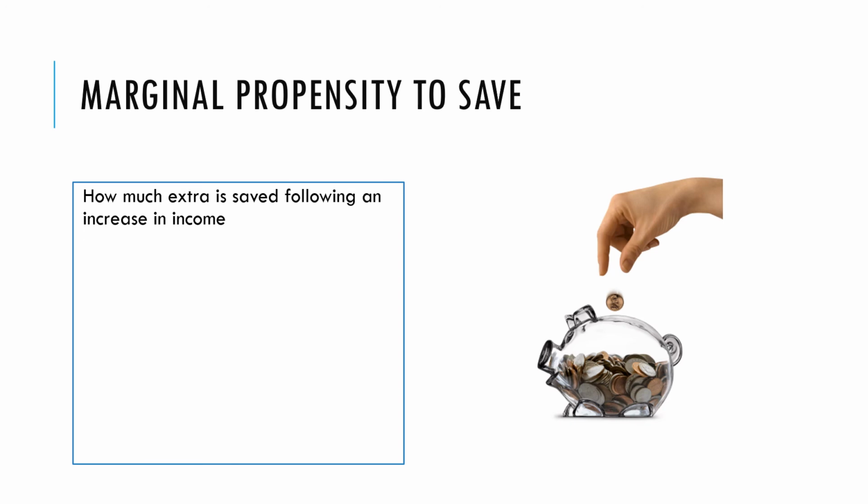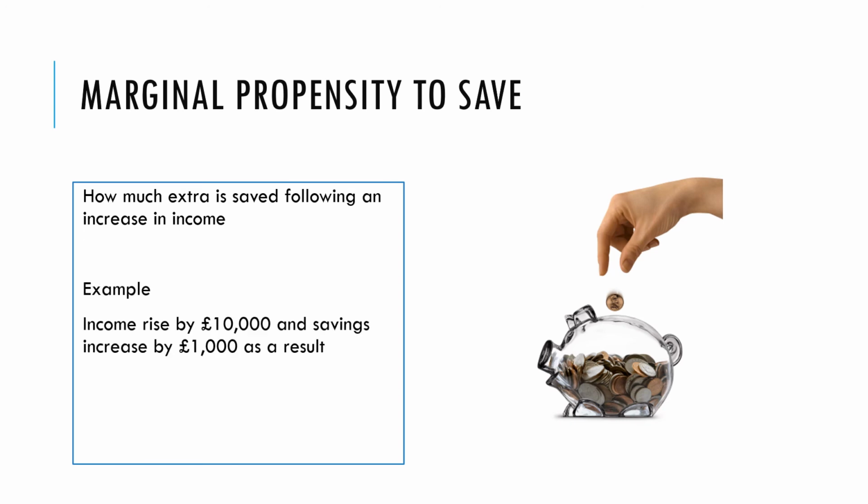How much extra is saved following an increase in income? For example, if incomes rise by £10,000 and savings increase by £1,000 as a result, the marginal propensity to save would be 0.1, 10%. People in this economy are saving 10% of every extra bit of income that they earn.